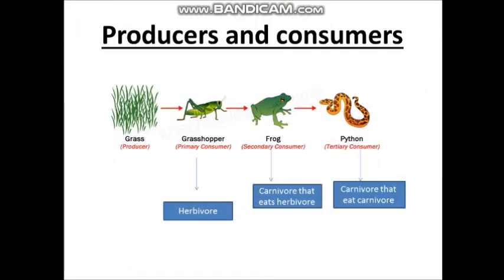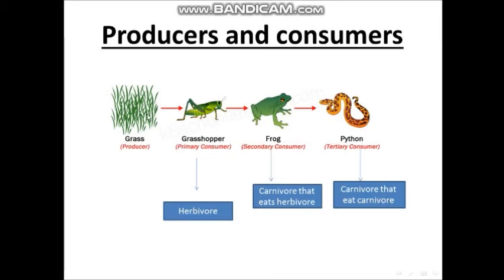Now we have producers and consumers. Producer, as the name suggests, is producing something. And what is that something? It is food. Producers are the organisms that produce food, which means we are talking about plants. Here we have grass. And what are consumers? They consume food. They are not making the food, they are just consuming the food. Consumers are of three types: primary consumer, secondary consumer, and tertiary consumer.